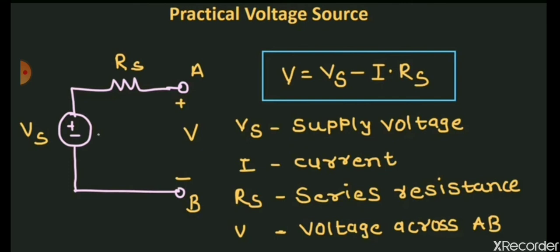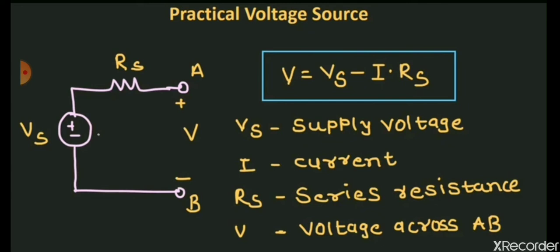Now we are to calculate the voltage across the load, that is denoted by capital V. So we can calculate as V equals Vs minus I into Rs. I into Rs is the voltage drop across the series resistance. Vs is the supply voltage, and V is the voltage across AB.